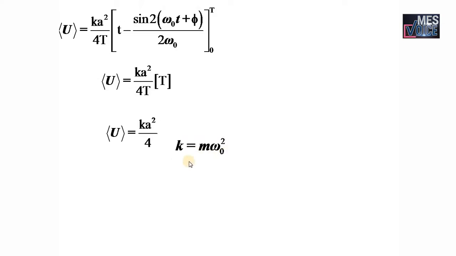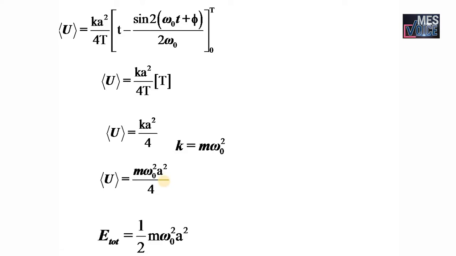And k you already know, that is mω0². We have already derived it. We can replace it. So we have now mω0²A²/4. So this is the expression for the average potential energy of the oscillator. That is the average potential energy retained or maintained. This may vary. Sometimes potential energy may become 0, sometimes maximum, but this will be the average value: 1/4 mω0²A².